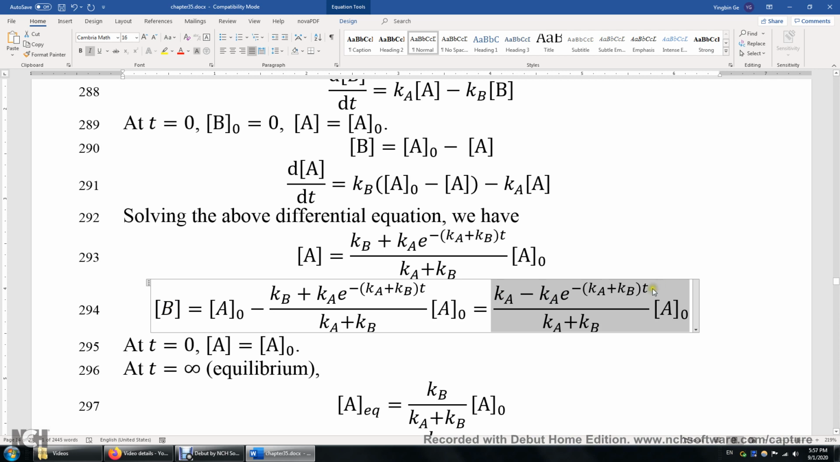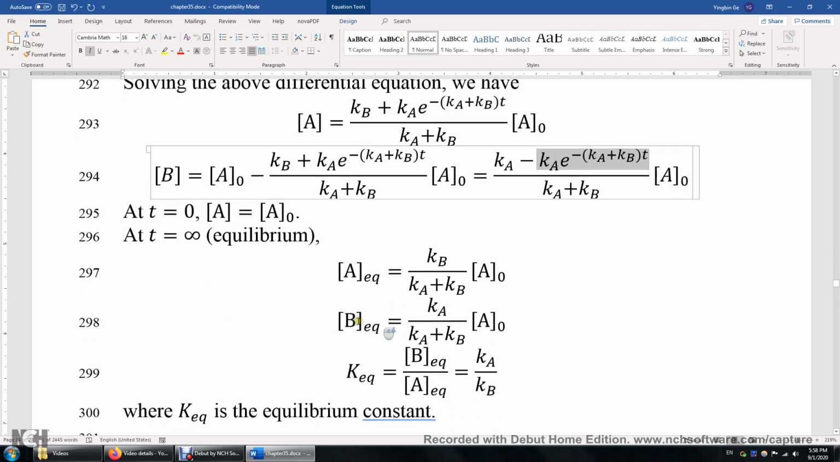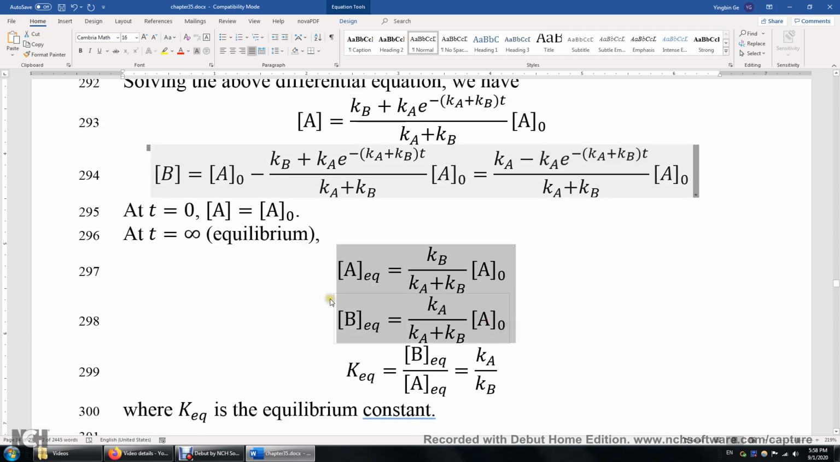You can also plug in time equals infinity. And then this term is 0. The second term on top is 0. And then you get Ka over Ka plus Kb times A naught. So you get the concentration of B similar to the concentration of A when time is infinity. The difference is this. For the concentration of A, you have Kb on top. For the concentration of B, you have Ka on top. So we can see these two equations are the equilibrium concentrations of A and B.